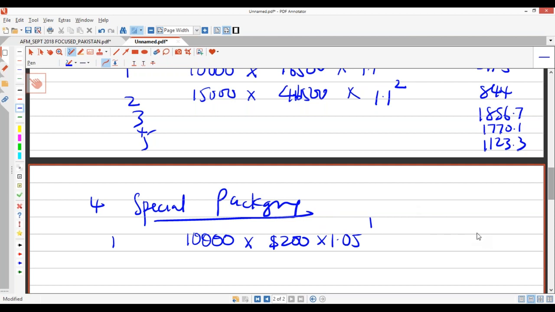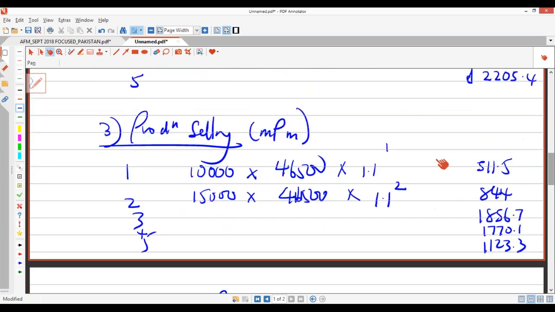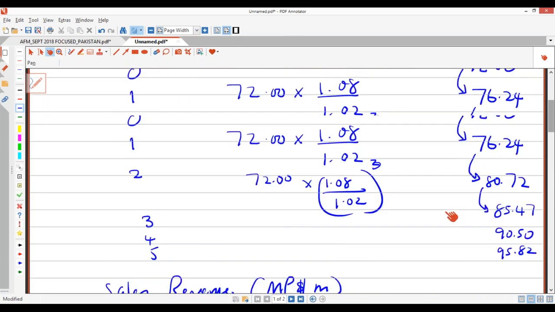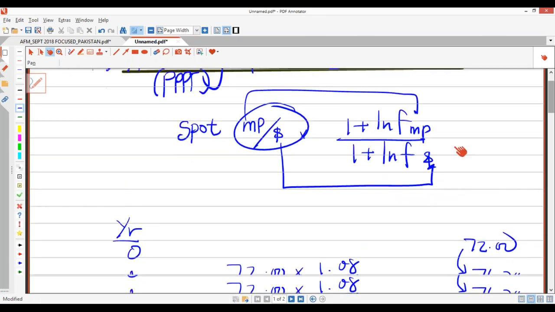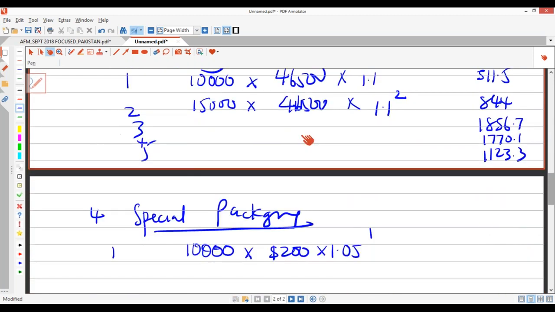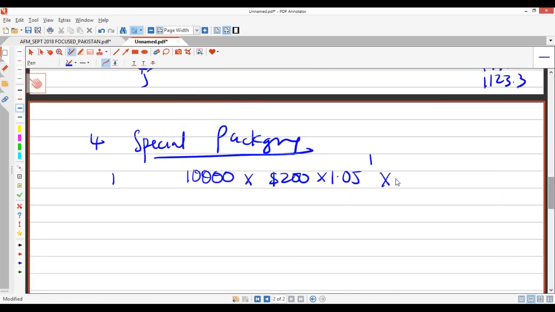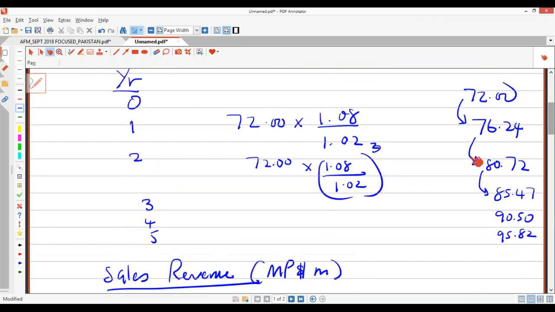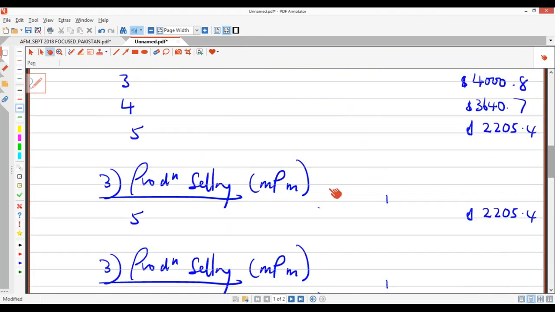And the thing here is I cannot put in dollar. I have to put in Megan peso. If you want to change to Megan peso, you need to multiply with 72. So this is year one. Am I right? Year one. Forgive me. Year one is going to be 76.24.